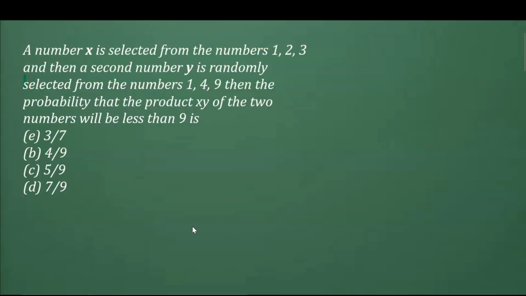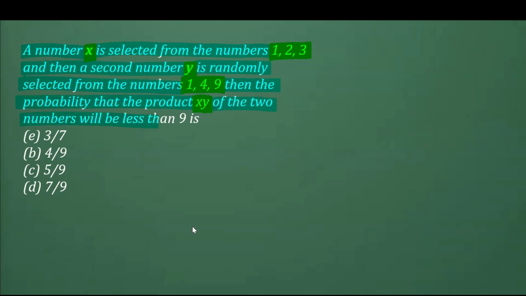In this question from the chapter probability, it says a number x is selected from these 3 numbers. Then there is a second number y, which is selected randomly from these numbers, that is 1, 4, 9. And then the question is to find the probability that xy, the product of the 2 numbers, is less than 9. It should be less than 9.